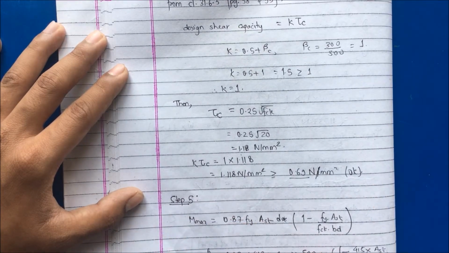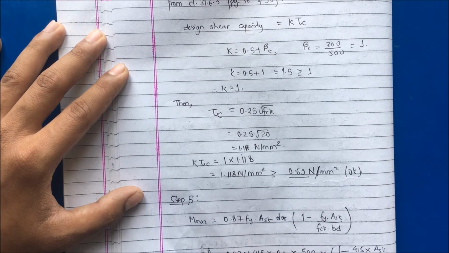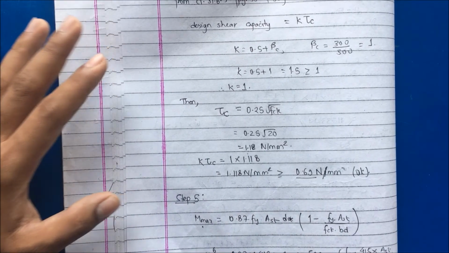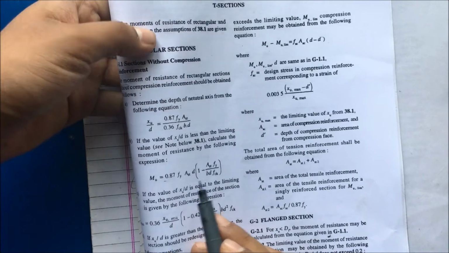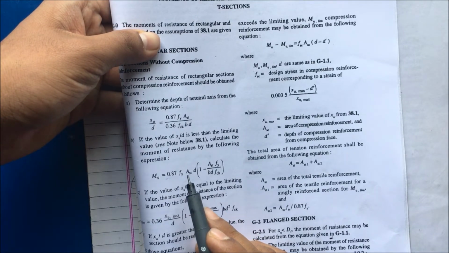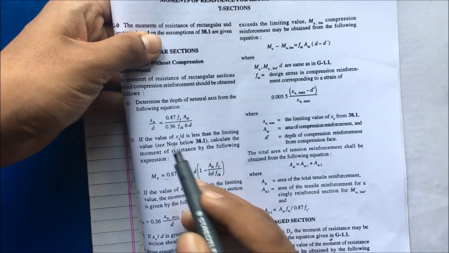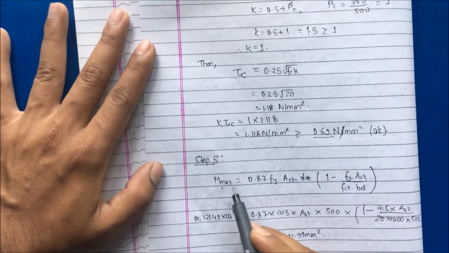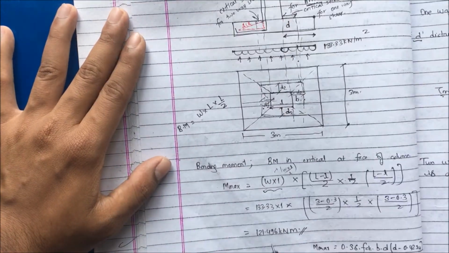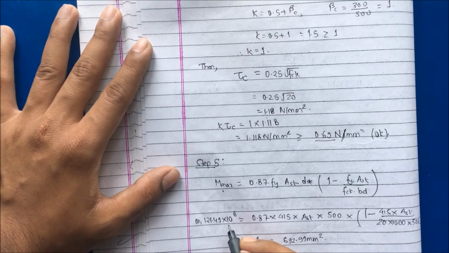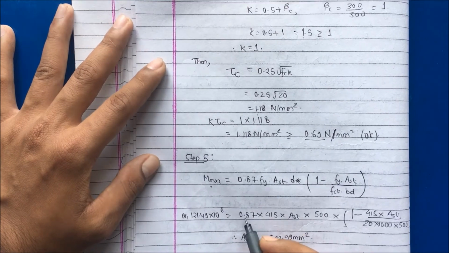Now let's go to another step to calculate the area of reinforcement. Mu is equal to 0.87 fy Ast d into 1 minus fy Ast by fck b d. So this is from Annex G of IS 456 and this is for the under reinforced section. Okay. Now let's substitute the value. Mu is 128.496 kilonewton meter into 10 to the power 6, converting into Newton mm, and substituting other terms.